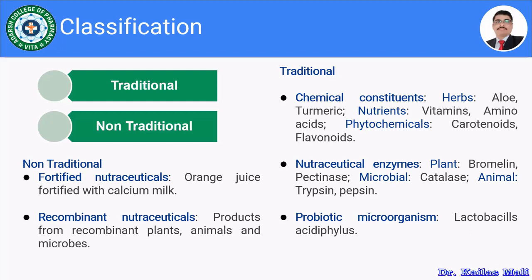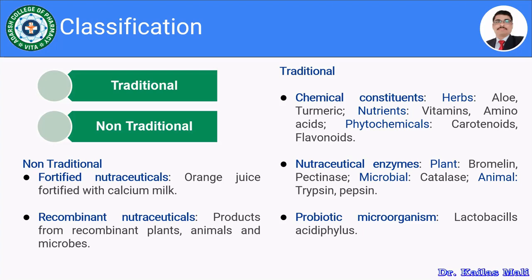The example of the fortified nutraceutical, for example, orange juice fortified with the calcium milk, right? An example of recombinant nutraceuticals, for example, product from the recombinant plant, animals, and the microbes. Okay, under the microbe, you can take the example of the probiotics, isn't it? Then the second one, that is a traditional.